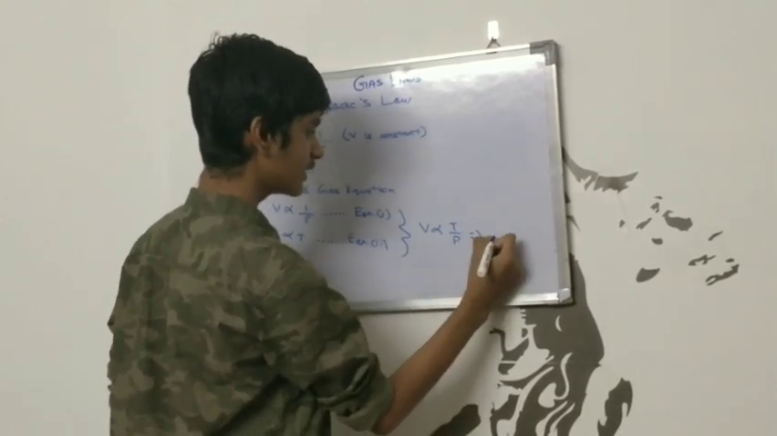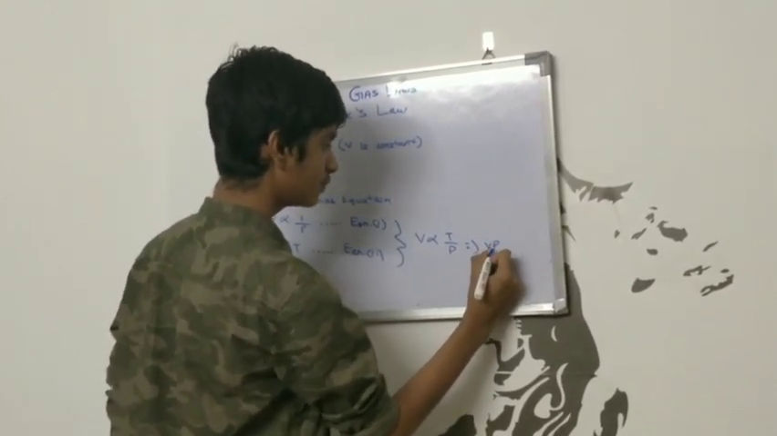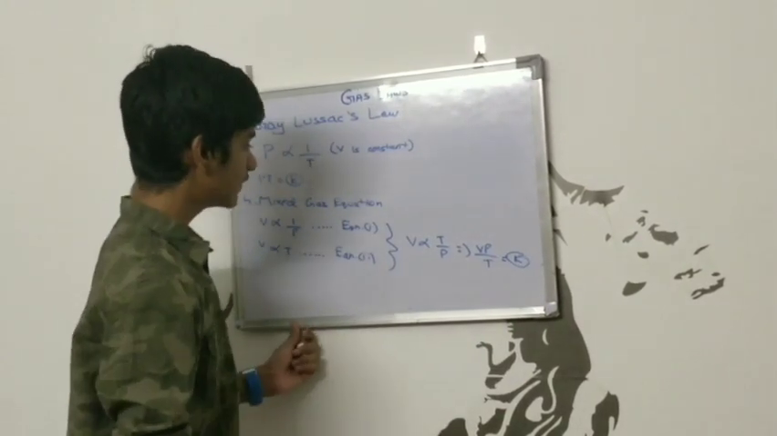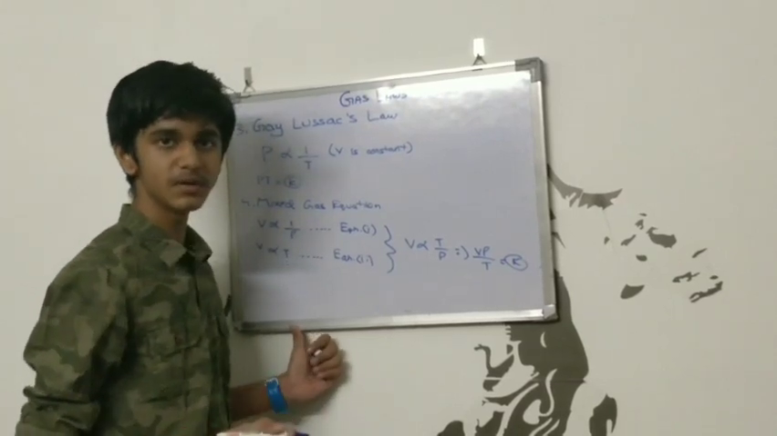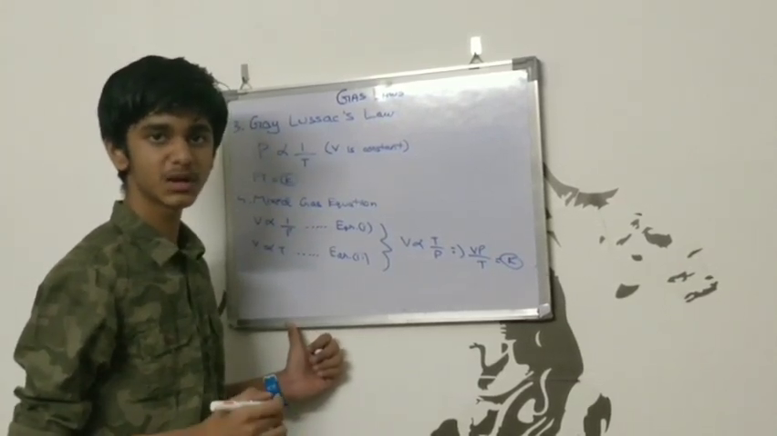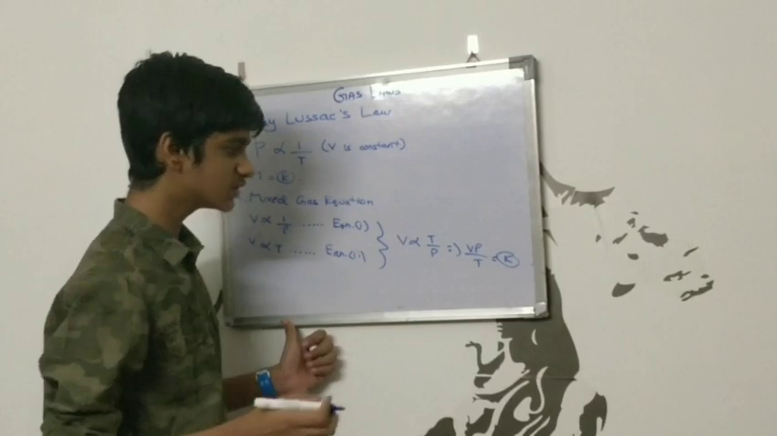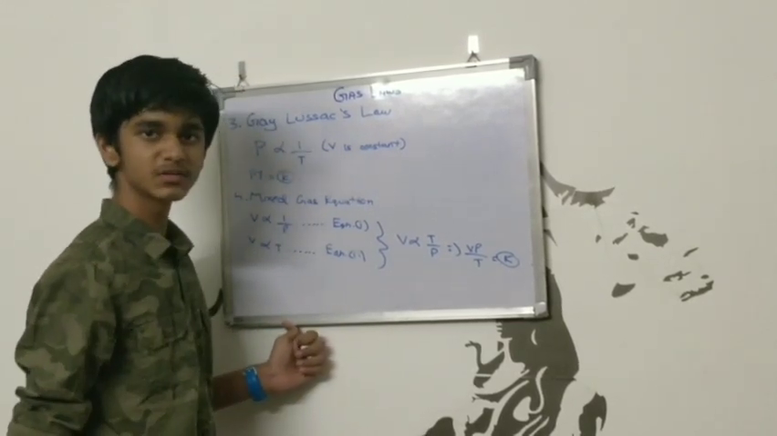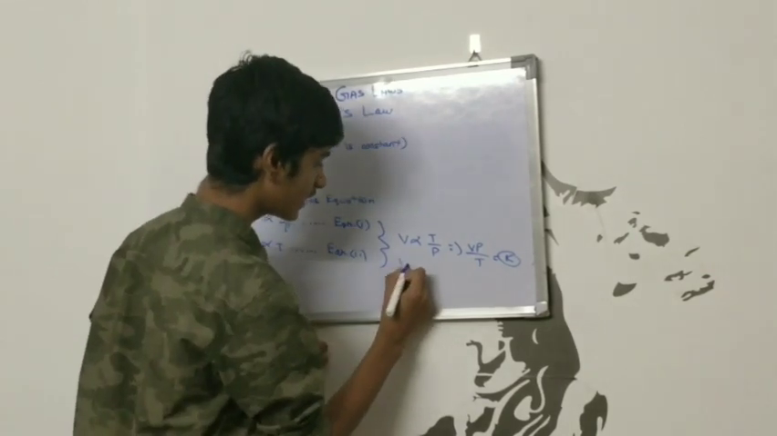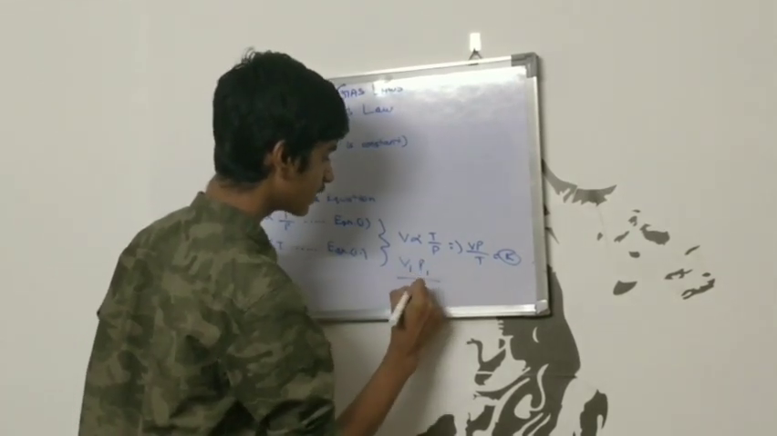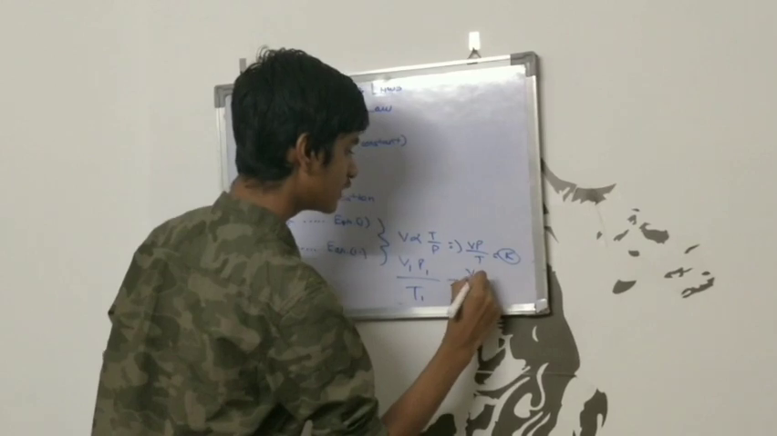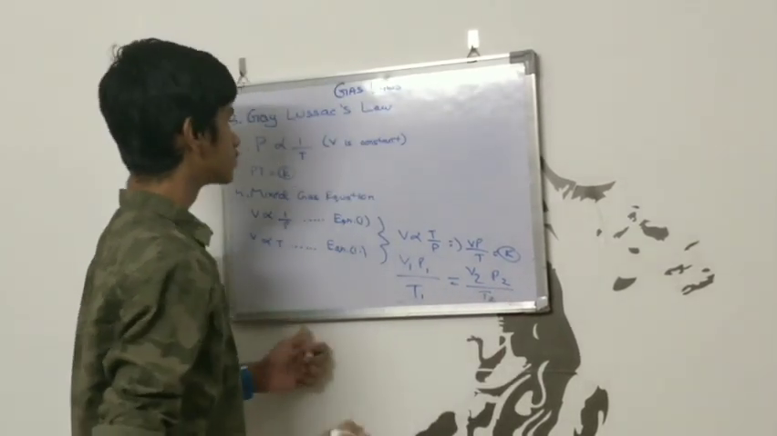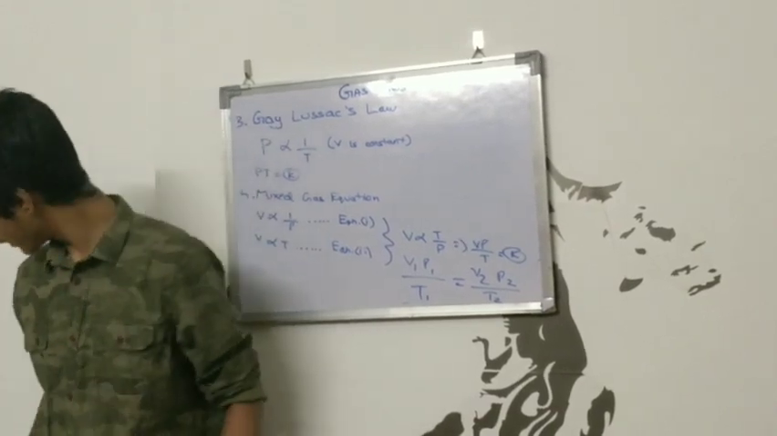This can also be written as P into V by T is equal to K, where K is the proportionality constant. So if we have a gas with volume V1 and the pressure applied on it is P1 at temperature T1, and another gas with volume V2 and the pressure applied is P2 at temperature T2, we can write that P1 V1 by T1 is equal to P2 V2 by T2. So let's move to the last law, that is Avogadro's law.